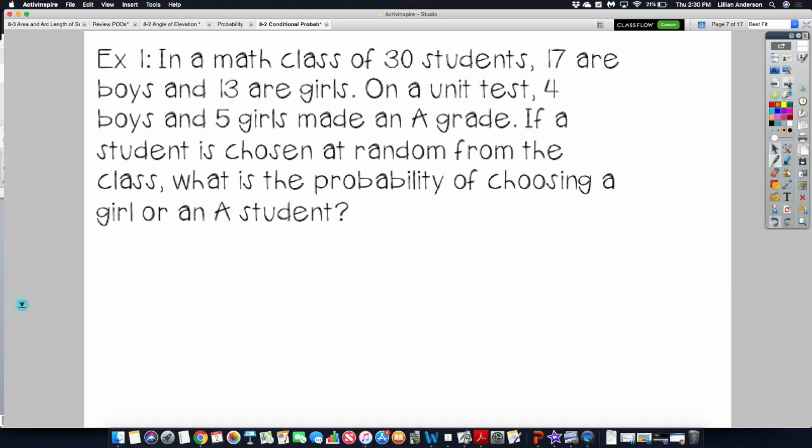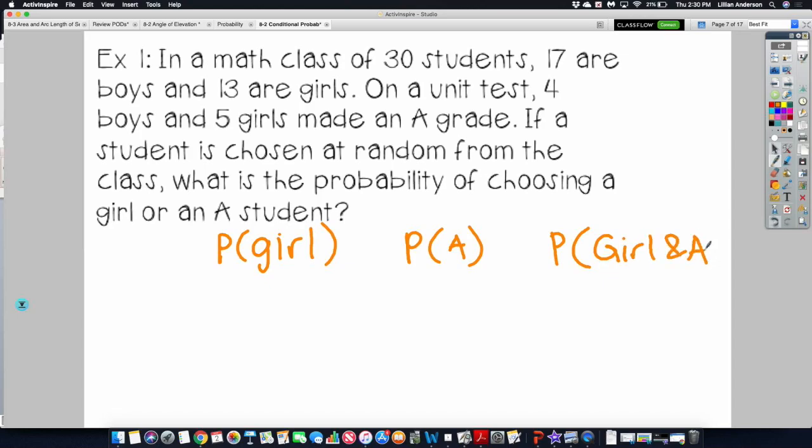What are your two different events? Girl and A student. Weren't there some girls who got A's? So you do have to take into consideration that there is a girl who is also an A student. So this is where the addition rule comes into play, because you're looking for the probability of being a girl or an A student. So I'm going to add the first two probabilities and then subtract the overlap. Subtract the fact that I'm counting them twice when I look at the total.